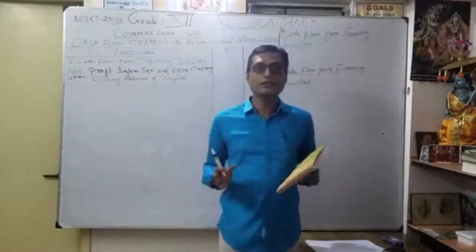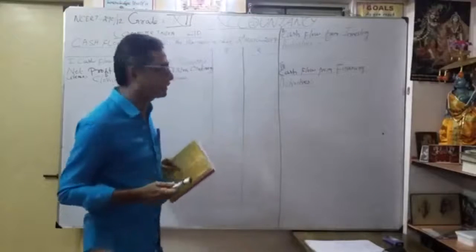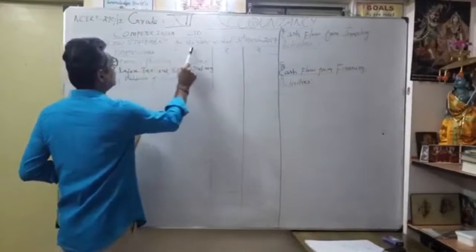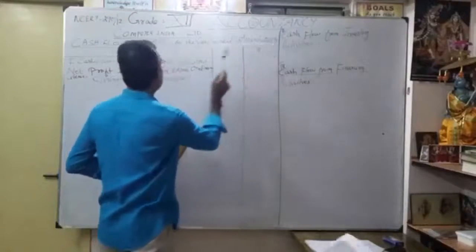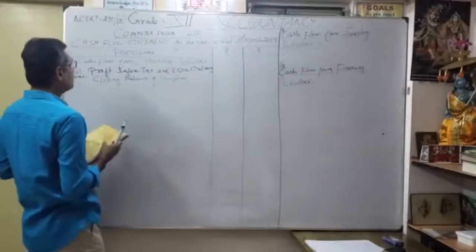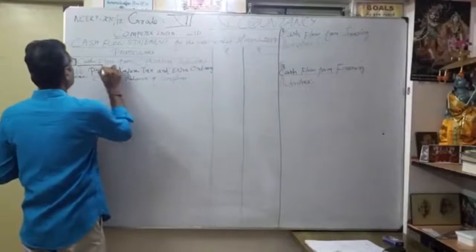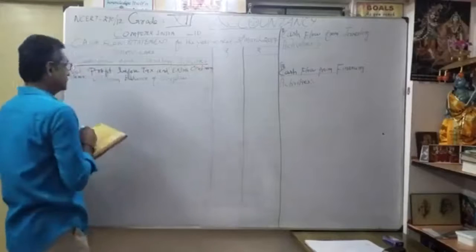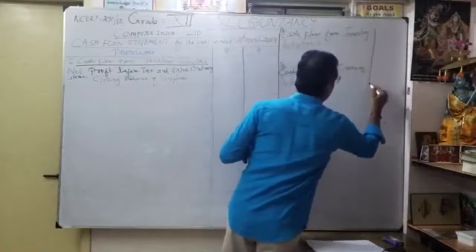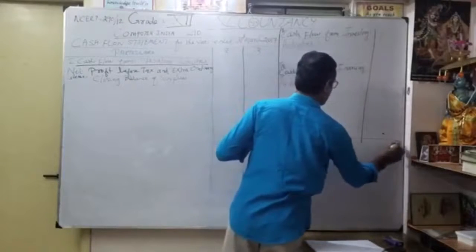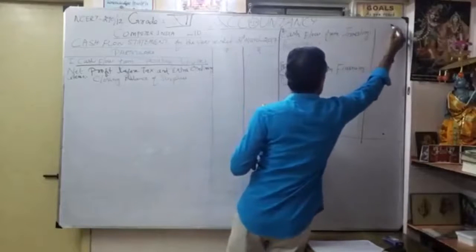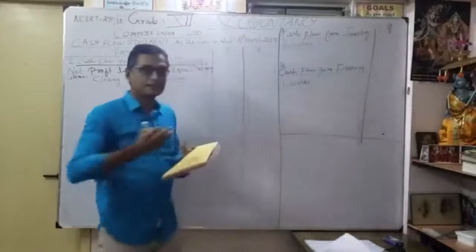Okay. So you already know how we are going to start preparation of the cash flow statement. Computer India Limited, cash flow statement for the year ended 31st March 2017. Particulars, make it 2 columns. Thereafter, cash flow from operating activities, you have to underline that. Then cash flow from investing activities, then cash flow from financing activities.